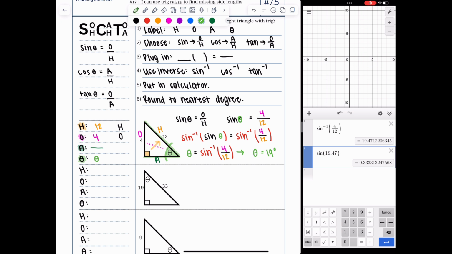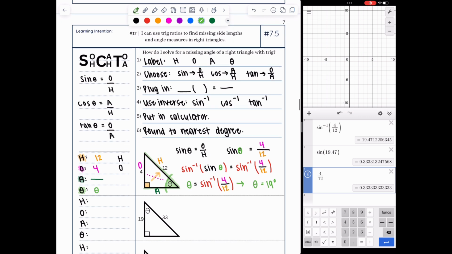And if I was a little bit more specific and checked, if I do the sine of 19.47, I end up with pretty much the exact same fraction as 4 over 12. So you can see how the angle of reference is related to the relationship of the side lengths in the trig function that you use. Ta-da!